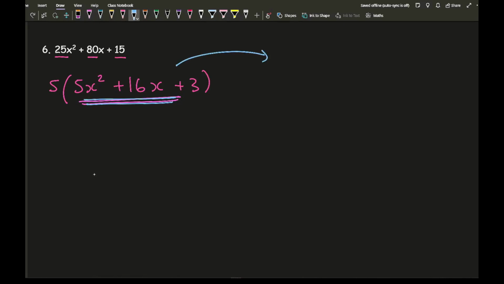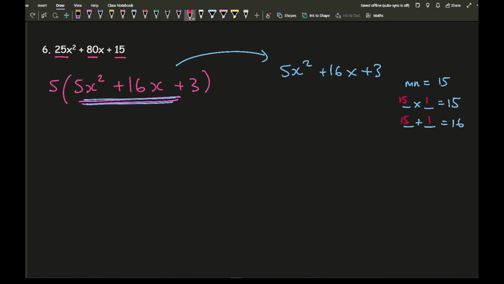So let's have a look and write 5x squared plus 16x plus 3. So here my magic number is going to be 5 times 3, which is 15. So I'm looking for two numbers that multiply together to give me 15 and added together give me 16. And those two numbers are going to be 15 and 1.